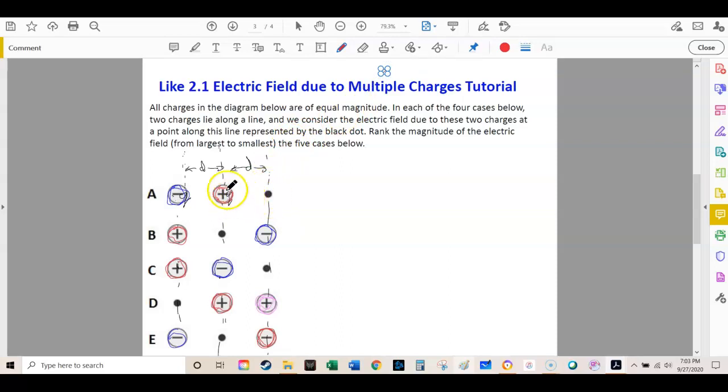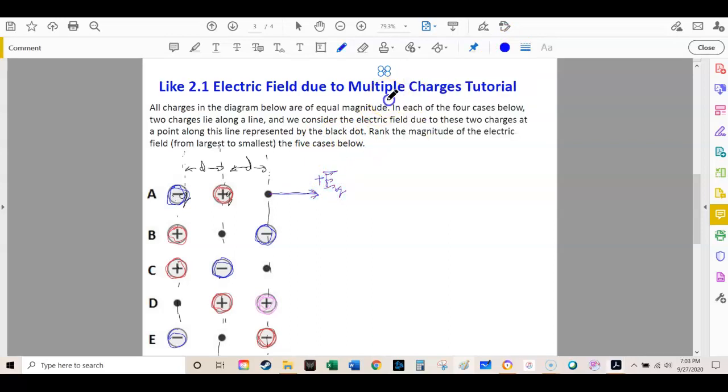Okay, so this positive Q is really close. It's only 1D away, and a positive Q has an electric field pointed away from that. So I'm going to draw this distance as the magnitude of this, 1D away. And the electric field is pointed in the positive x direction due to the positive Q. Okay.